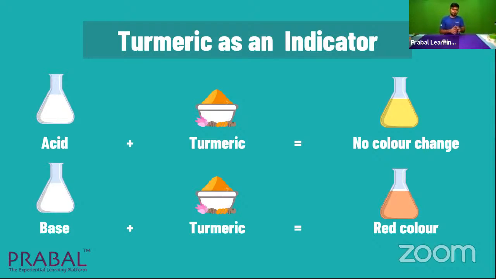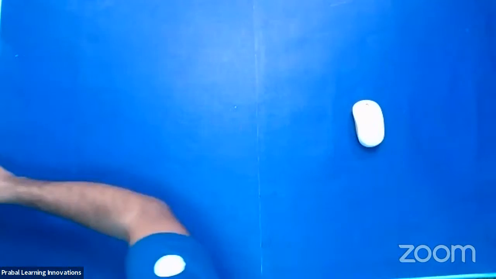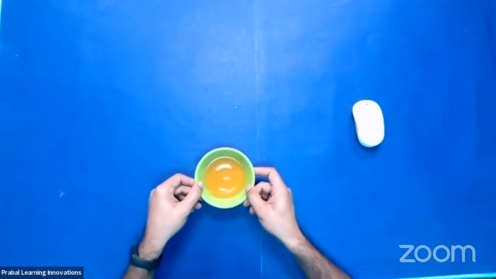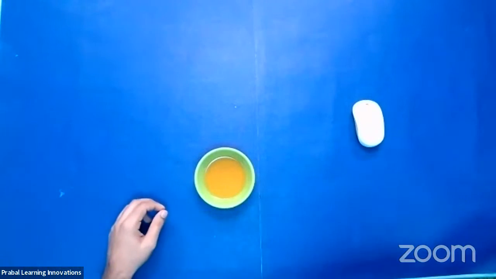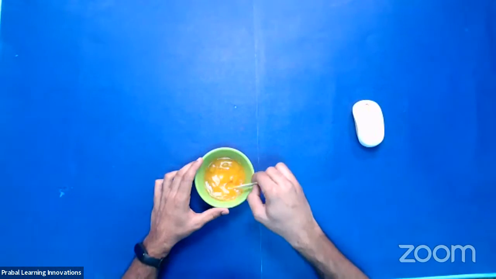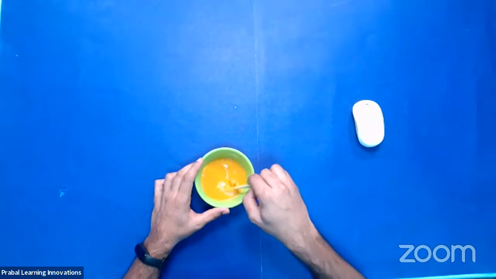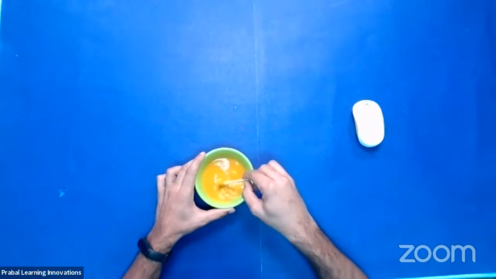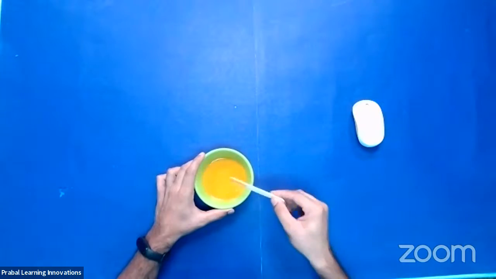I'm going to pause the presentation for now, and we are going to see the demo, and we are going to use the turmeric as an indicator. Let me show you a different camera angle. I have turmeric water here. Basically, it is simply turmeric mixed with water. You can prepare it very easily at home. You can see that it is yellow in color.